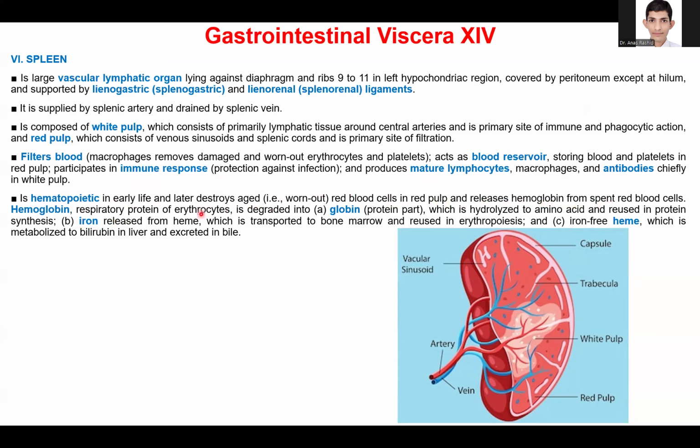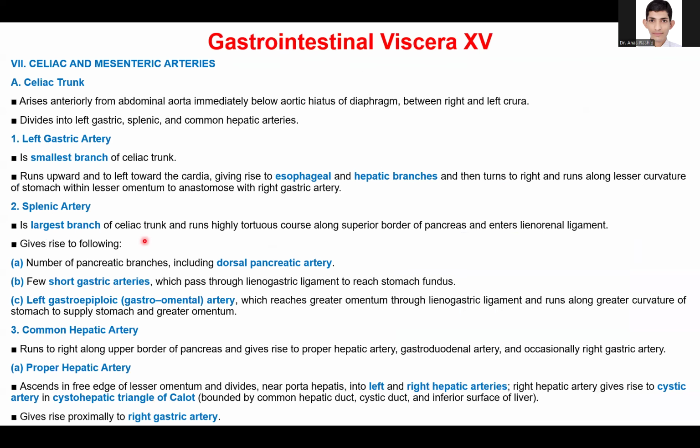Hemoglobin is the respiratory protein of erythrocytes. It is separated into the globin protein part, which is hydrolyzed to amino acids and reused in protein synthesis. Iron is released from heme, transported to the bone marrow and reused in erythropoiesis. Iron-free heme is metabolized to bilirubin in the liver and excreted in bile.